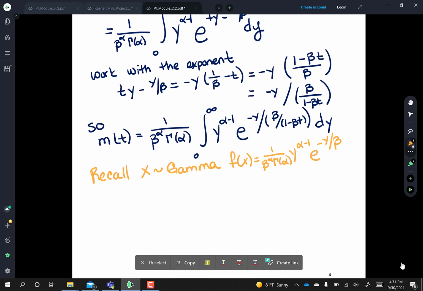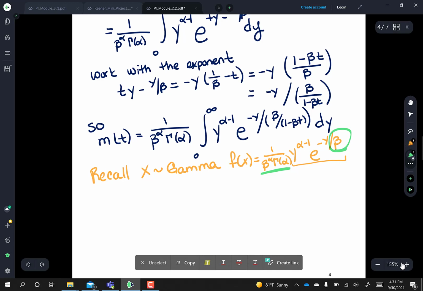Let's look at this piece of that gamma distribution. Notice we've got y to the alpha minus 1. Well, here I've got a y to the alpha minus 1. And then I've got an e to the negative y divided by some beta. And notice here I've got e to the negative y divided by something. So notice that this looks very similar to a gamma distribution. Really, the only pieces we're missing are the leading constant, and we notice the beta term is slightly different.